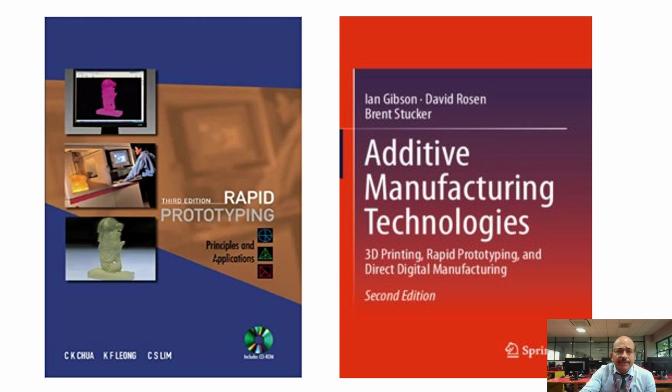For the last 2 units, Rapid Prototyping, this is the first book. Second book by Ian Gibson, which are mentioned in the textbook list. This is also available in the library. Both soft copies and hard copies are available in the library. So, this is about the subject product design and rapid prototyping.